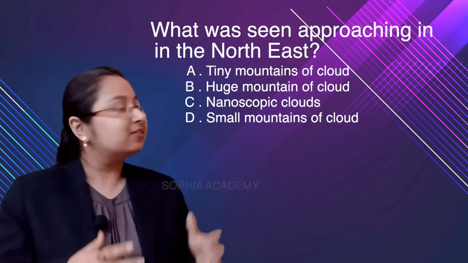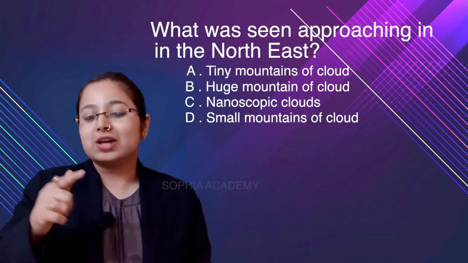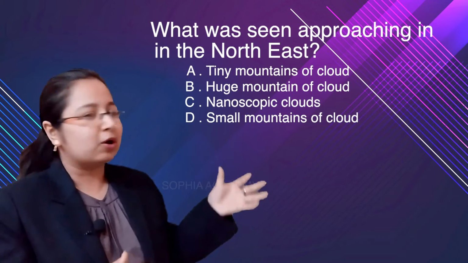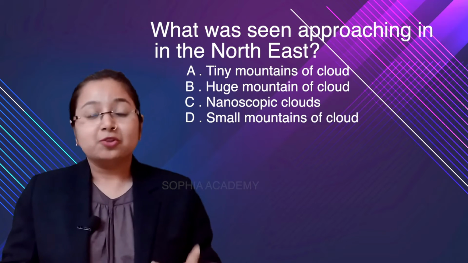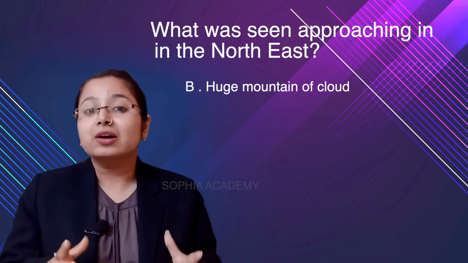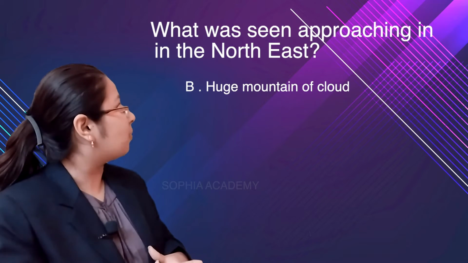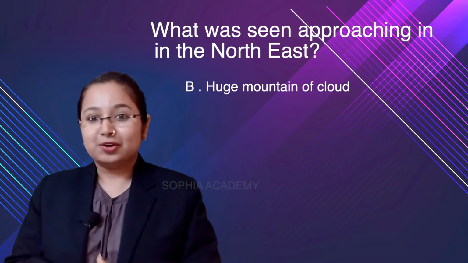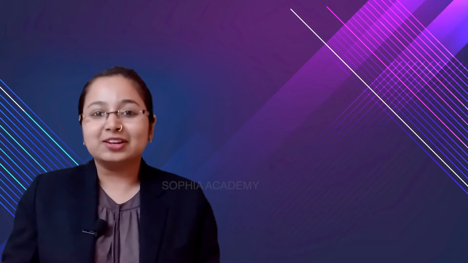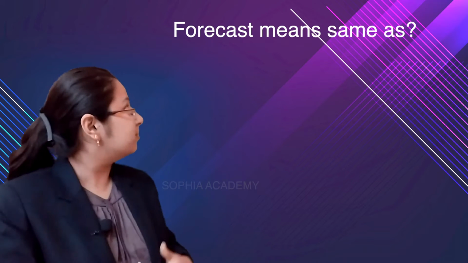And option D, small mountains of clouds. See, option A, that is tiny mountains, and option D, small mountains, they are almost the same. So the correct option will be huge mountains of clouds. So the correct option will be option number B. So option B is your correct answer. I hope this much is clear to everybody. Now students, let's come to the next question, that is question number 4th.